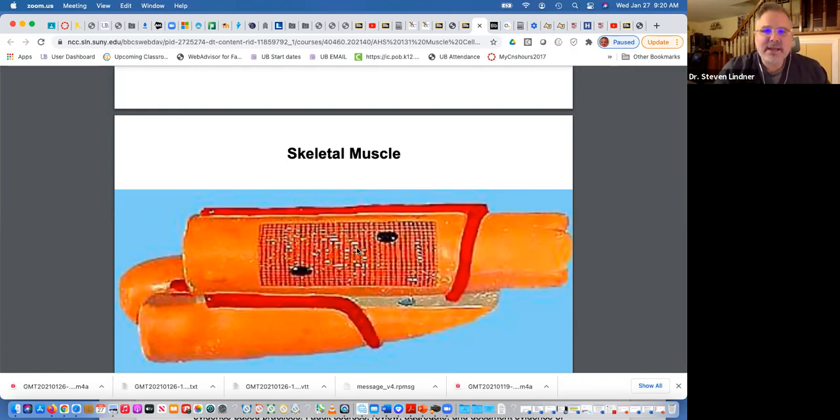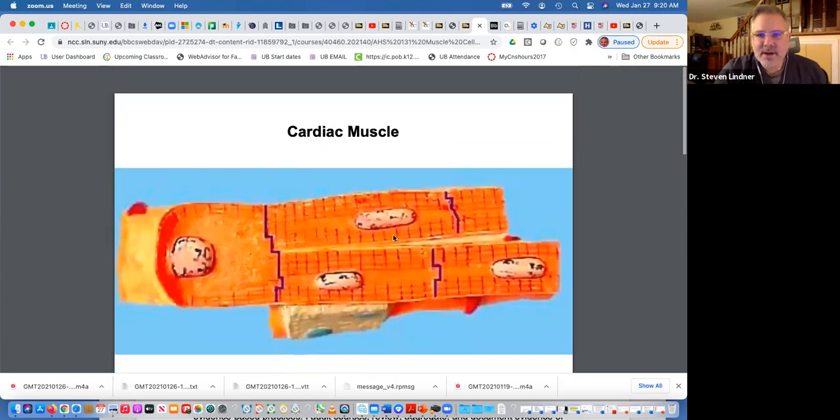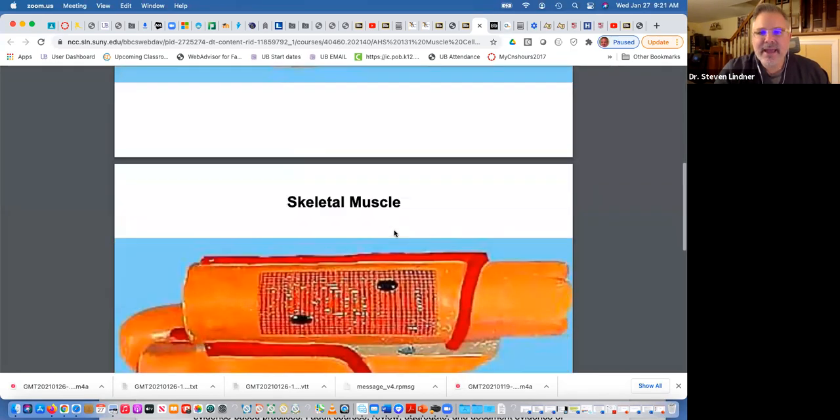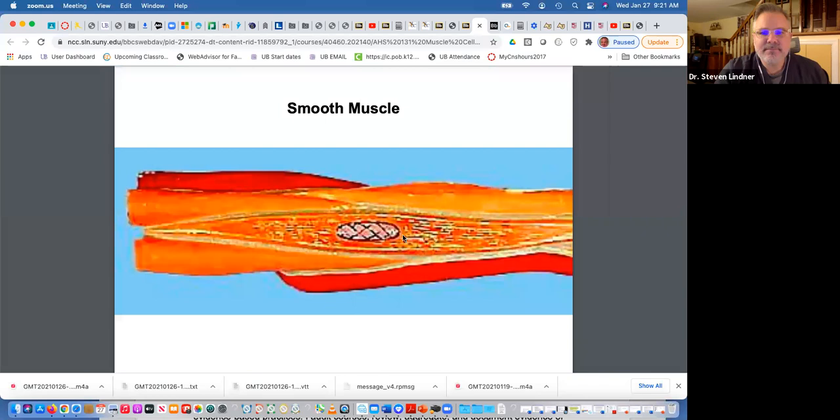Okay, so skeletal muscle is striated. It is voluntary. Cardiac muscle, striated, involuntary. And your smooth muscle, involuntary, no striations, smooth. You find these around your blood vessels. You find them around your organs, like the uterus and the intestines and the colon and the trachea, right?